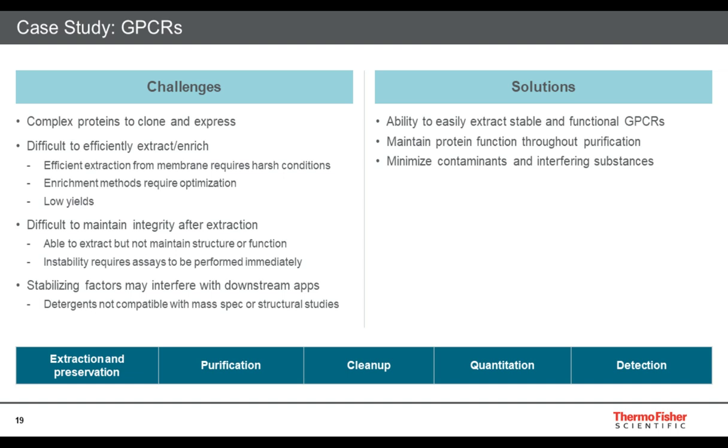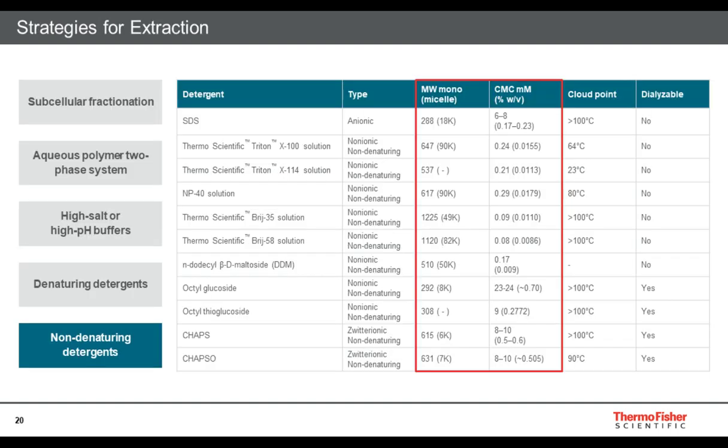This case study that follows is a work in progress. We don't have all the answers yet, but we're making significant progress in addressing some of these challenges, especially in extracting and stabilizing GPCRs, maintaining function throughout the initial purification process, and working to minimize contaminants and substances that may interfere downstream. Most of the emphasis will be on the first three steps of the protein prep process: extraction and preservation, purification, and cleanup. There are several strategies to extract GPCRs from both cells and tissues.